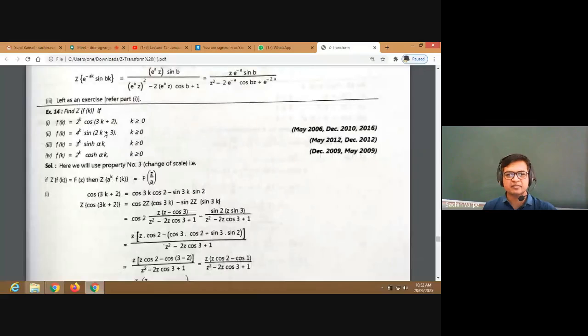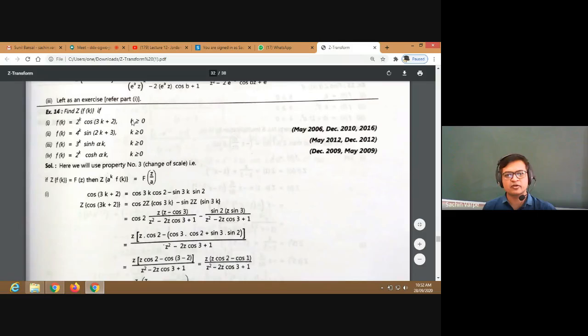These are the similar examples. A raised to k f of k. See here. We have discussed the shifting theorem for a raised to, I think this is change of scale theorem. A raised to k f of k. Yes, change of scale theorem. But you need to split this using the cos of a plus b, sine of a plus b. Remember, this was asked in earlier pattern. Very, very important for 4 marks. These examples I have asked.